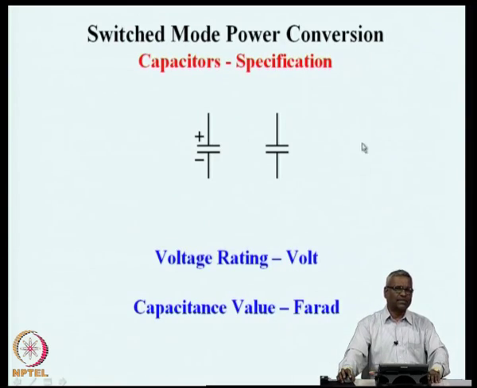The capacitors are specified by their voltage rating and the farad value. The unit for capacitance is farad. When 1 coulomb of charge gives rise to a voltage difference between the terminals of 1 volt, that capacitance is defined as having a value of 1 farad. Q is C into V. Charge is the product of C into V, or C is Q by V, charge per volt. The two quantities which specify the capacitors are the voltage rating and the farad rating.